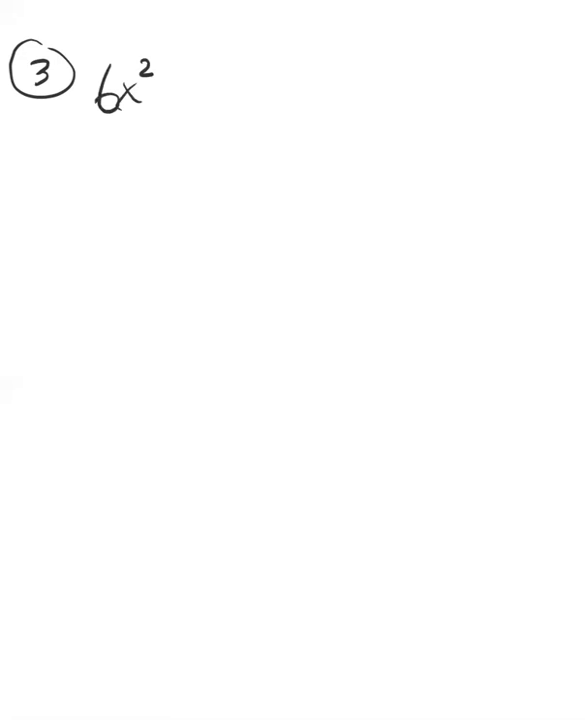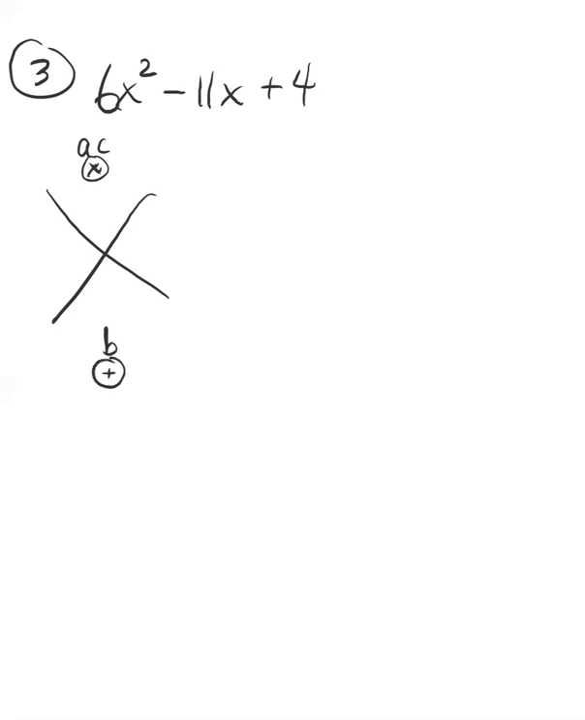Okay, third example. 6x squared minus 11x plus 4. Let's start with the x. And again, this is A times C. This is going to be multiplication. And down here is B. This is addition here. So 6 times 4 gets me 24. The -11 will come down here. So I need two numbers that multiply together to get me 24, but add up to get me -11.